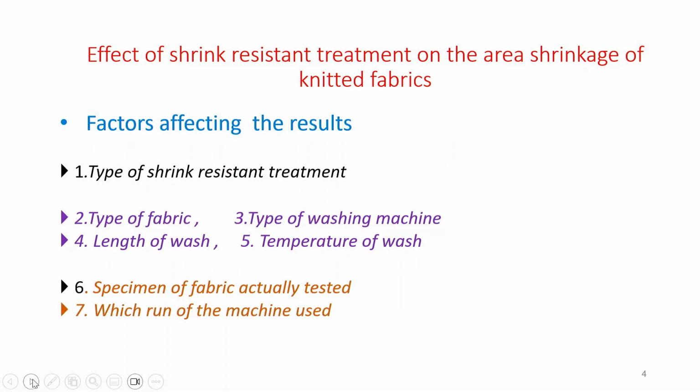And which run of the machine was used, that can also affect the results. First run or second run or third run, maybe as we go from one run to another run, there may be some changes in the behavior of the machine, and therefore it can also affect the results, or variability gets introduced into the results.